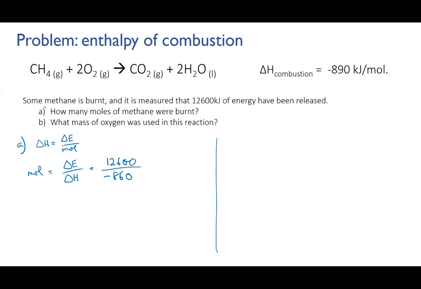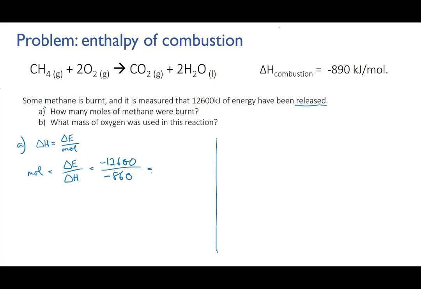And then we pause for a second. If we divide a positive number by a negative number, we're going to get a negative number. And I'm really not looking for a negative number of moles. That would be weird. So what have we done wrong? Well, the 12,600 value that we put in for the change in energy, it was specified in the question that 12,600 kilojoules of energy were released. That means it's exothermic. The energy is coming out of the system. So that means we need to put a negative sign in front of the 12,600.